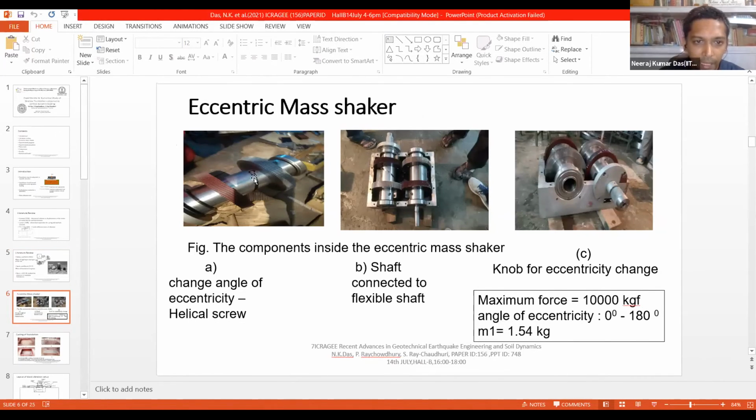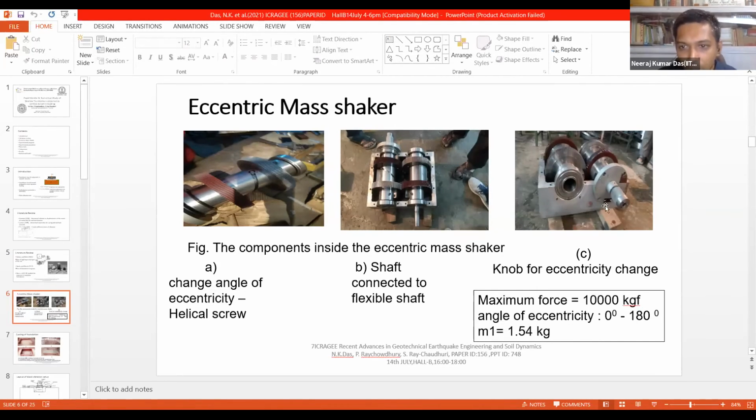So this diagram is actually a helical screw, and this knob actually moves. There is some eccentric mass of 1.54 kg. It rotates at some eccentricity, which varies from 0 degree to 180 degree, so that the maximum force is 10,000 kilogram force, which is equivalent to 100 kilonewton force magnitude.